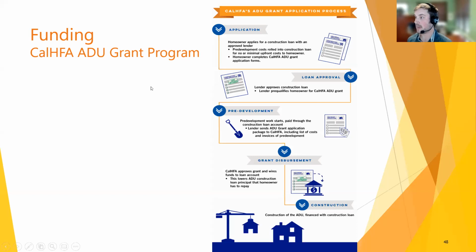Quick summary of the ADU grant application process. So it gets reviewed, loan approval, lender approves construction loan, pre-development work starts, then the grant gets dispersed. And again, I presume that all of this information and far more would be available on their website. Next slide, please.